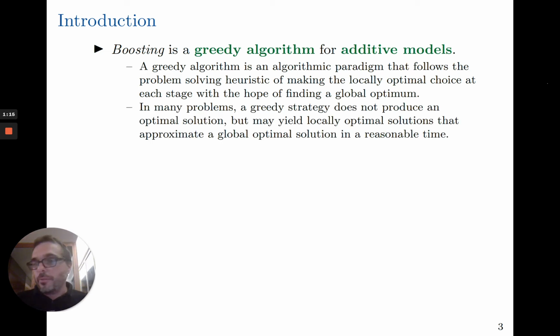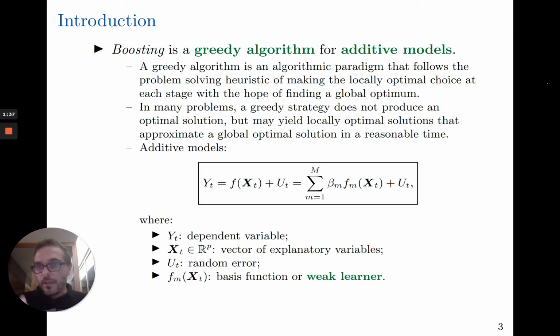So in many problems, this greedy strategy will not produce an optimal solution, but it may yield a solution that's locally optimal, but is good enough to approximate the global optimal solution in a reasonable computing time. Right. So now we know what a greedy algorithm is. So let's look into additive models.